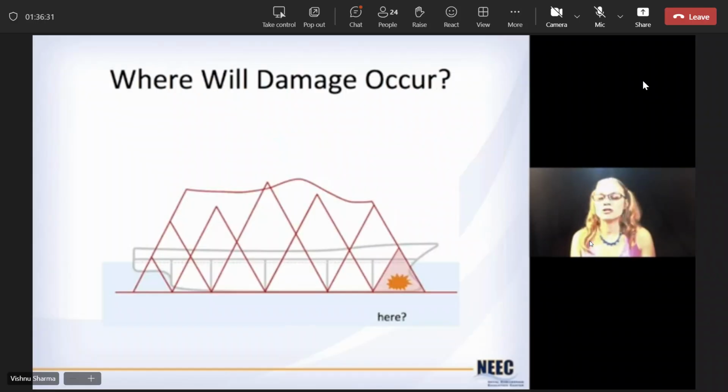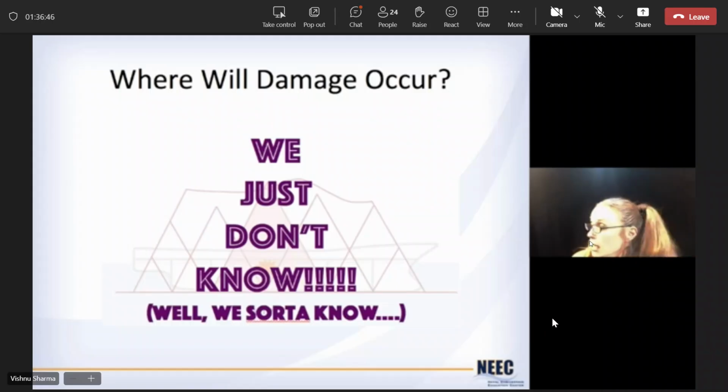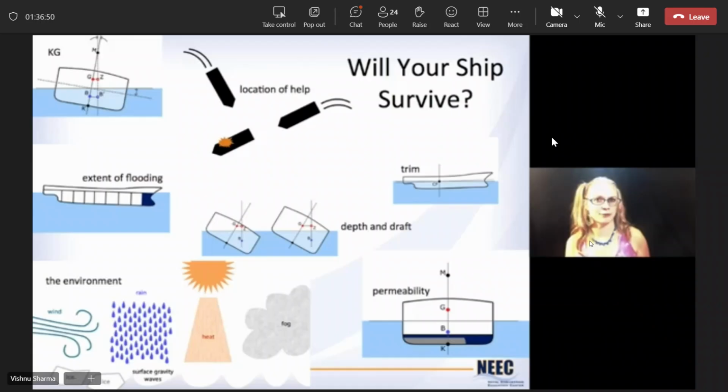Because the problem is we don't know where the damage is going to occur. Could it be here? Or it might be here. Or it might be here. It might take out two compartments, and then the ship would sink. So we just don't know. We don't know what to do. What's that? Oh, sometimes we do know. We know more than we think that we do.